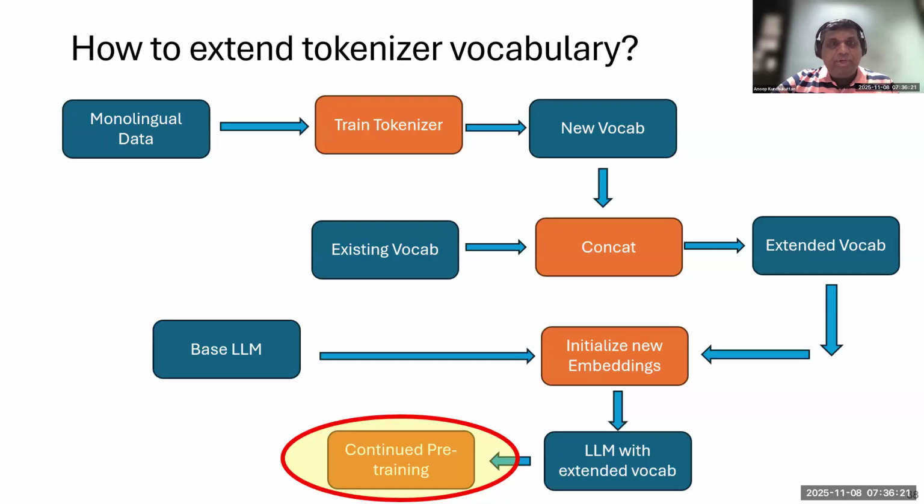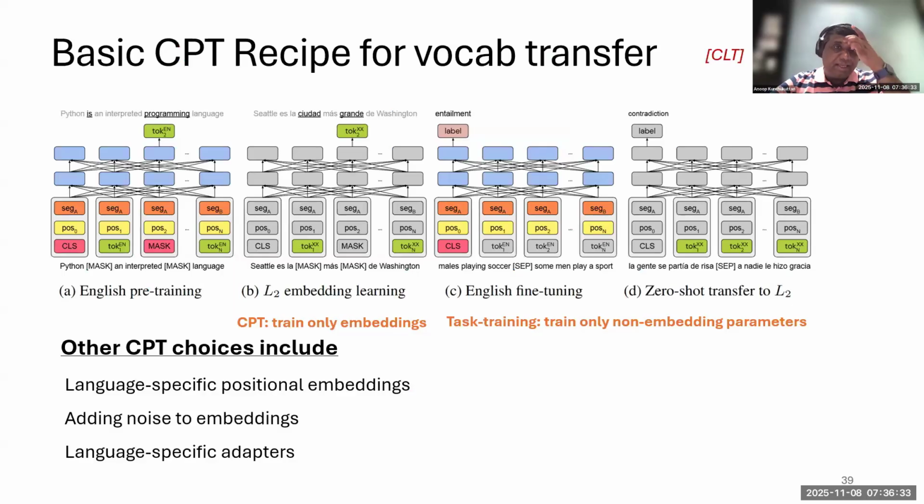So let's now look at a few continued pre-training methods specifically for vocabulary expansion. How do you achieve effective vocabulary expansion? The basic canonical method is this. Once you have initialized your new tokens, what you can do is freeze the entire non-embedding parameters and then fine-tune only the embedding parameters during the continued pre-training stage. So now at the end of that stage, the embeddings for the new language are aligned well with the non-embedding parameters as well.